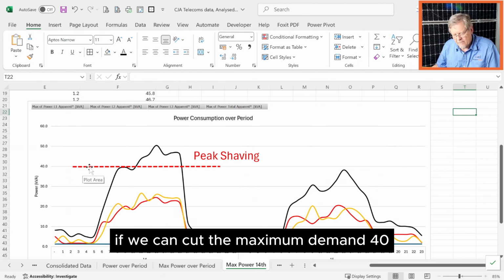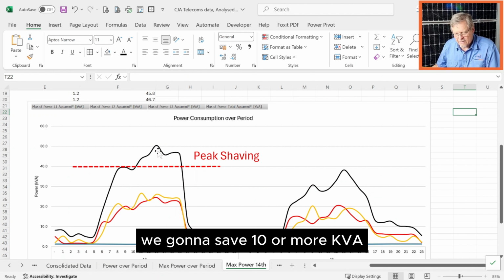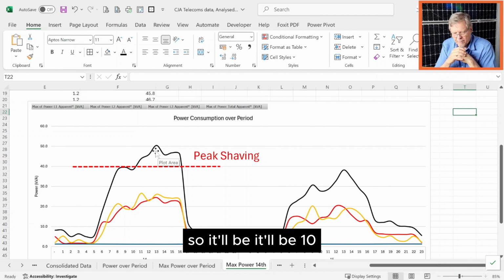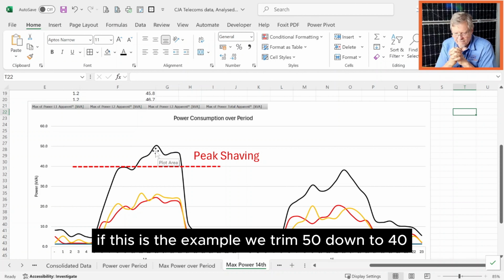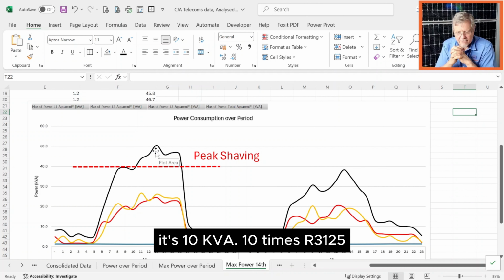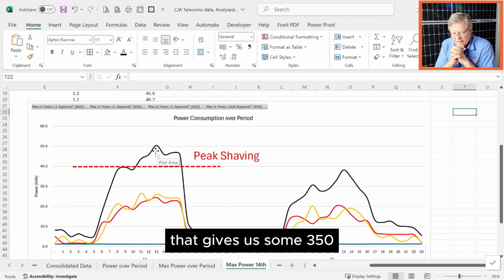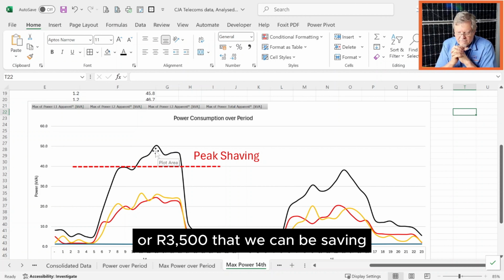So surely if we can cut the maximum demand to 40, we're going to save 10 or more kVA of the peak demand charge. So if this is the example, we trim 50 down to 40. It's 10 kVA. 10 times 325 rand. That gives us some 3,500 rand that we can be saving. And that's what we do.